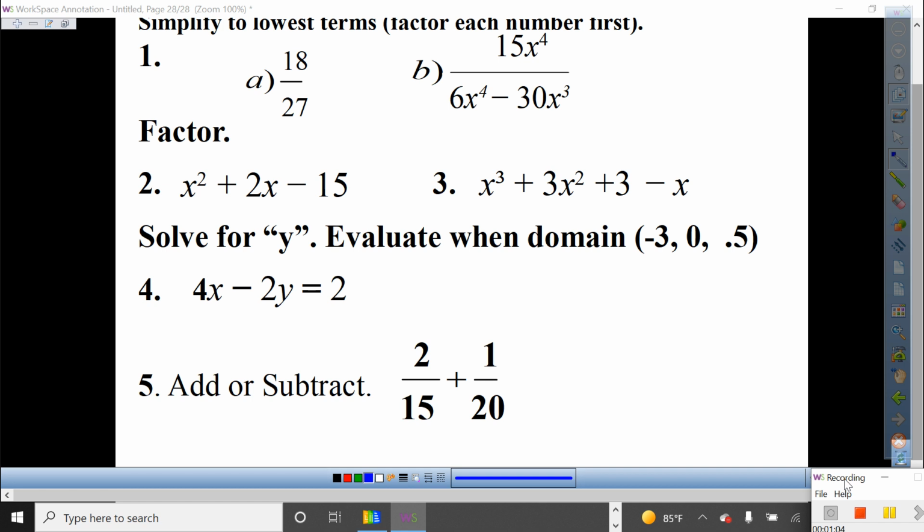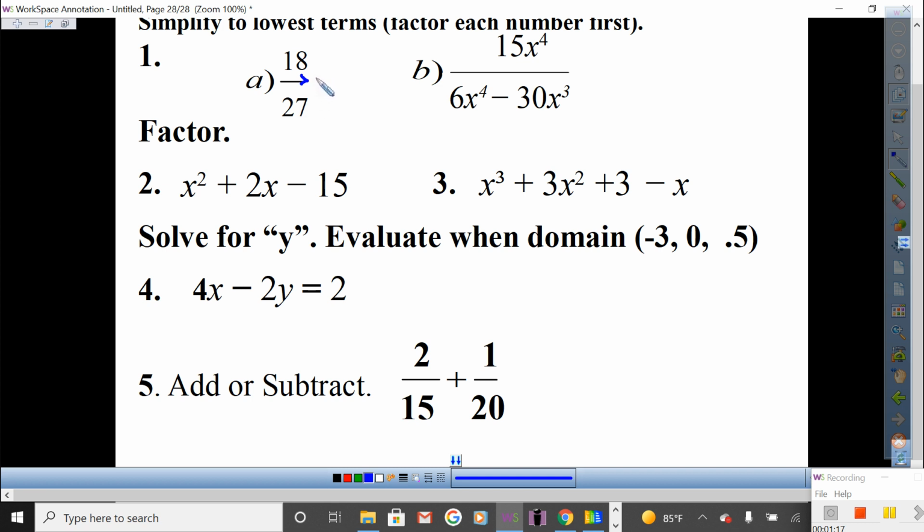All right, so for the sake of time, since it's Monday, let me go over the warm-up really quick. Number 1 says simplify to lowest terms, and it says to factor each number first. So for the first one, 1A, we have 18 over 27, and I remember when I first started with this one, I said, what would be a GCF for these two numbers?